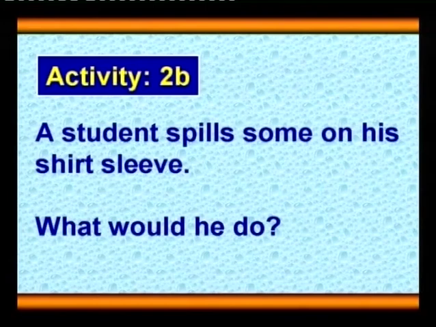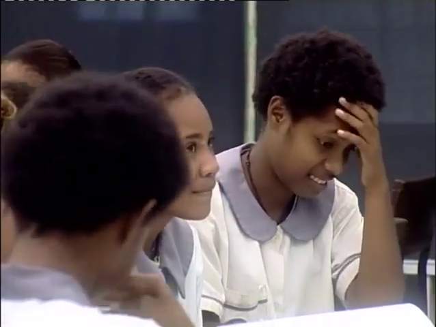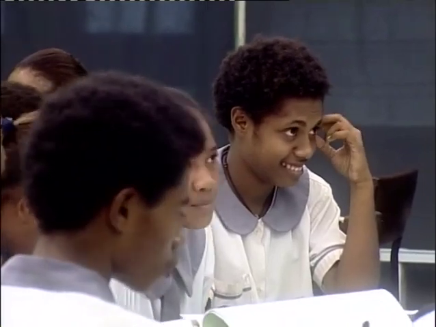Anita, give us the answer. A student spills some chemicals on his shirt sleeve. What would he do? The color of the shirt sleeves will fade. Okay. Partly answered. I still want another student to give us his or her answer that's different from Anita.